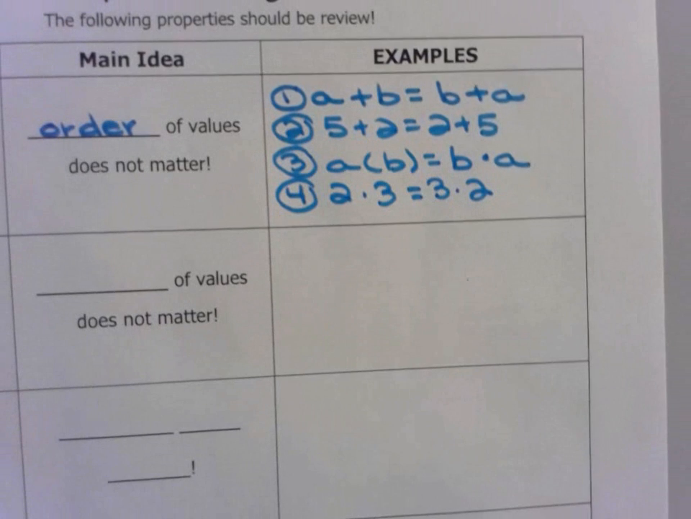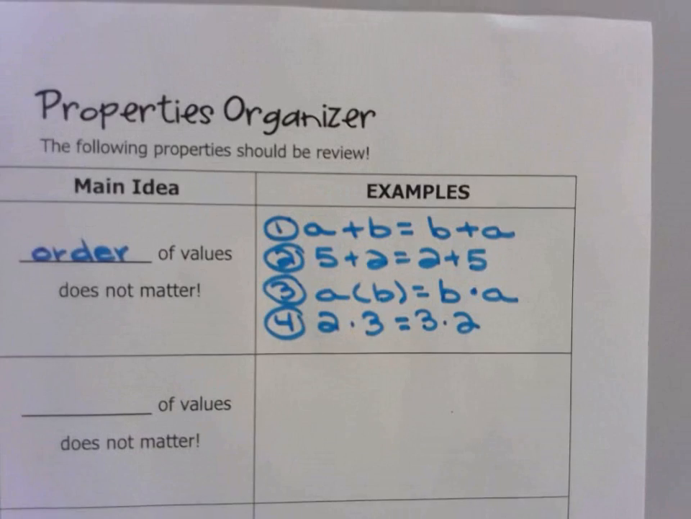Does commutative property work with subtraction? Let's think about this. What is 5 minus 2? 3. 3, thank you. 5 minus 2 is 3. If I switch the order, what is 2 minus 5? Negative 3. So you cannot switch the order of subtraction because you get two different answers. That kind of makes sense? 5 minus 2 is not the same as 2 minus 5. So commutative only works for addition and multiplication.